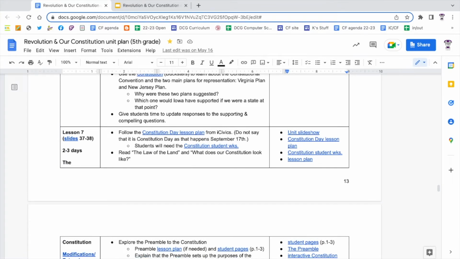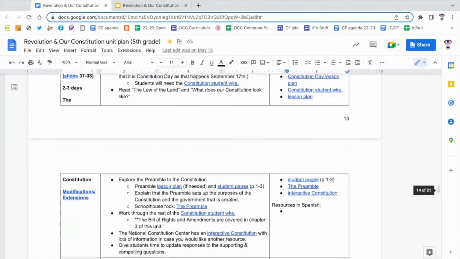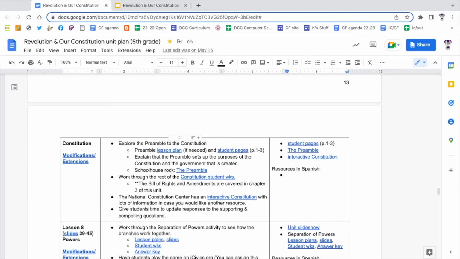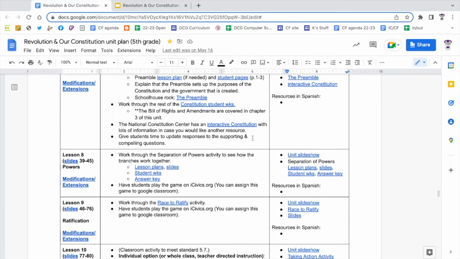In Lesson 7, we talk about the Constitution, and this is one that can link to any of the Constitution Day lessons that we do earlier in the year. And we spend time learning about the preamble, understanding that it sets up the purposes of the Constitution and the government that's created. One thing that's kind of interesting, the National Constitution Center has an interactive constitution that you can play around with and find out more about the different parts of the Constitution.